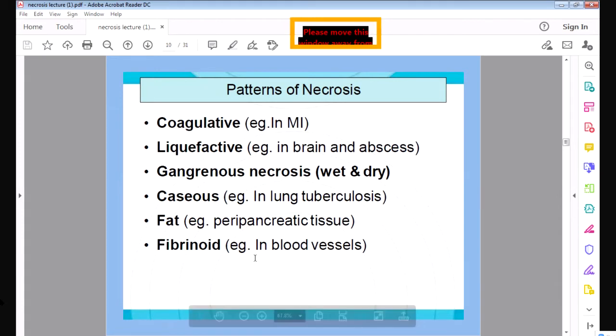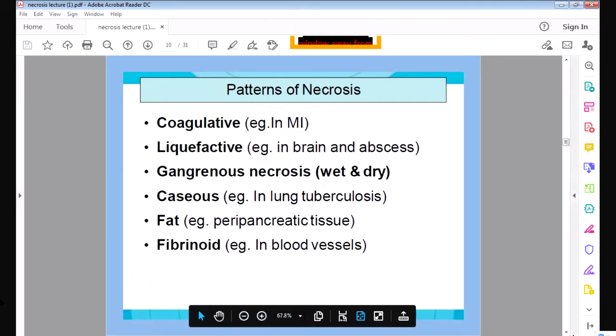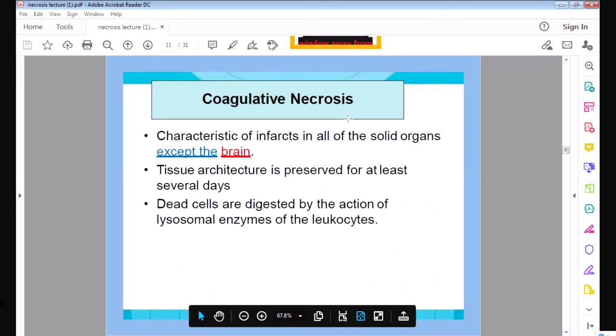And fibrinoid necrosis in the blood vessel. So you should remember these 6 types of necrosis: coagulative, liquefactive, gangrenous, caseous, fat, and fibrinoid. So we will see one each. Okay, first we will see the coagulative necrosis. So what is coagulative necrosis?